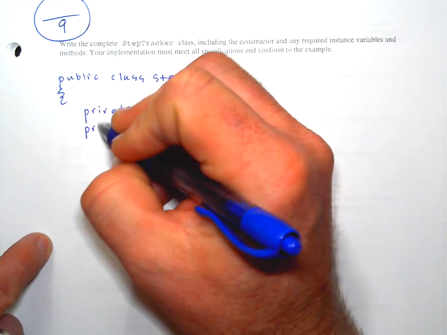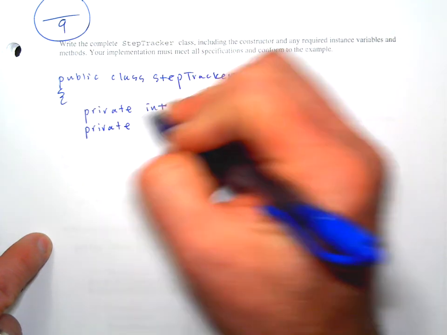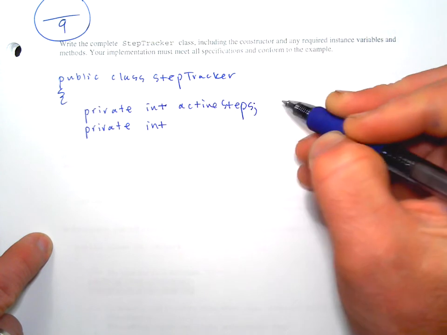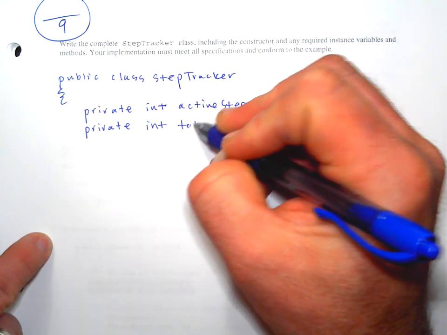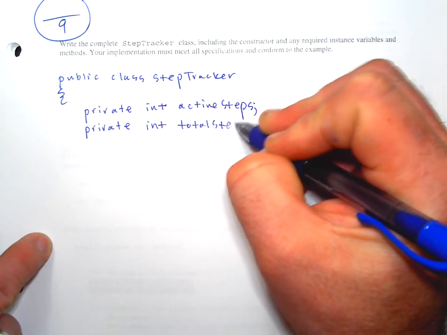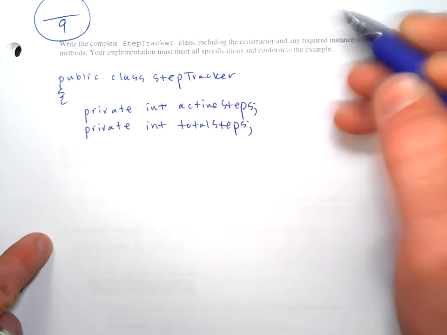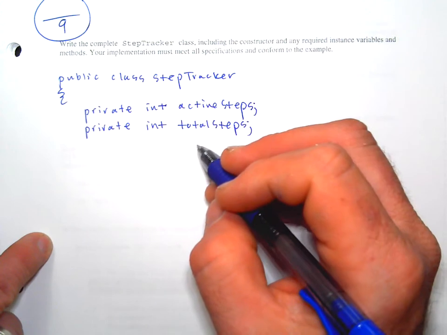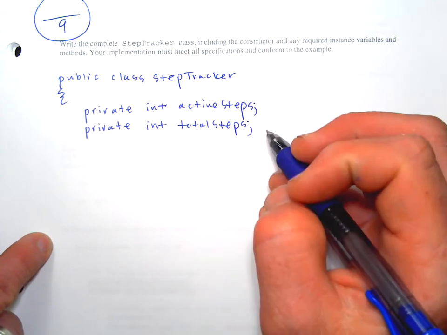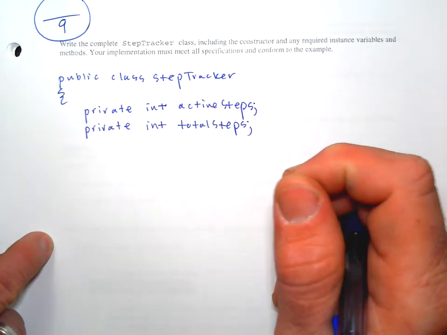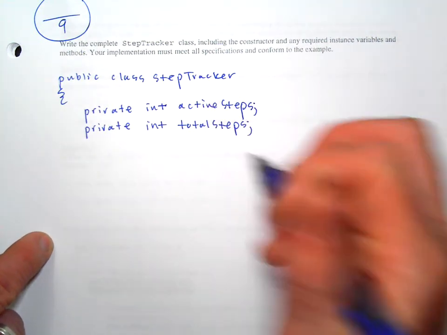These have to be private. If you don't say private, you're going to lose the credit. You should not be initializing them here. We're just declaring them. We definitely need total steps. So we need active steps, that's the criteria for an active day. And then total steps is just how many steps. Now, we don't need a variable for the steps in a single day because the step tracker isn't trying to just keep track of information for a single day. They're keeping track of everything.